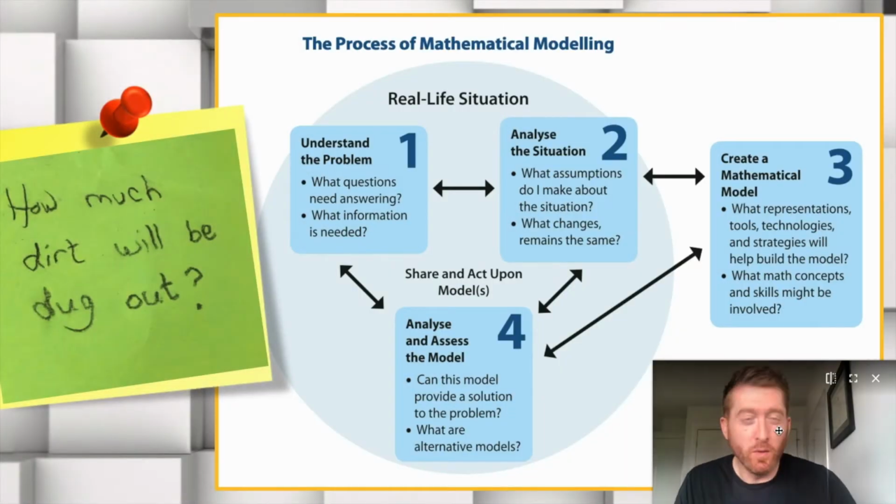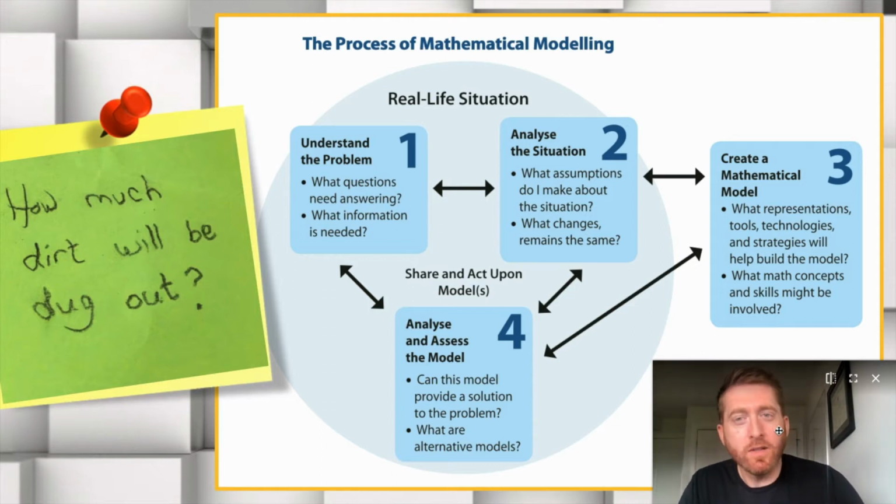So now that students are hooked in and they know the question is going to be how much dirt will be dug out, and they know the focus is going to be that LRT line, we start thinking about that process of mathematical modeling, as outlined in the new Ontario math curriculum, and one that we like to follow because it's super important to follow steps like this.